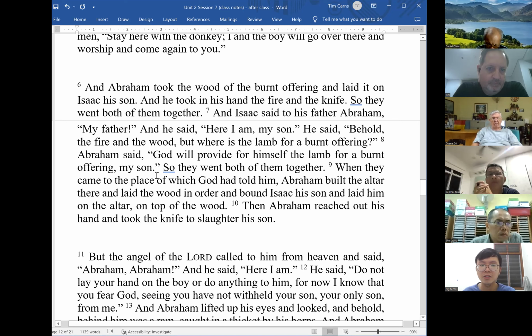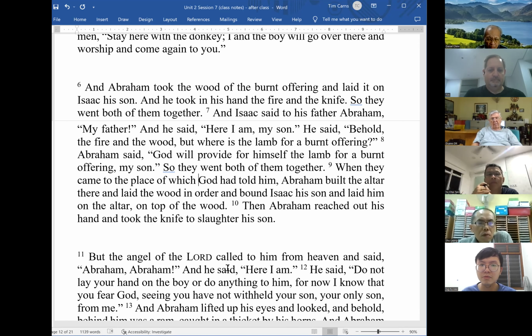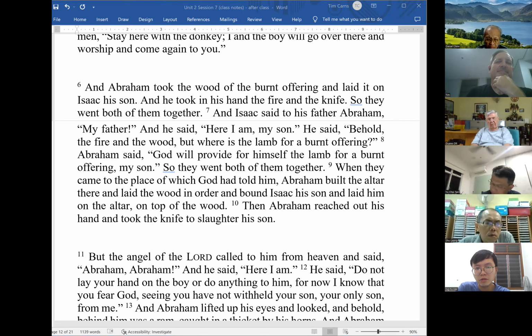And Abraham took the wood of the burnt offering and laid it on Isaac his son. And he took in his hand the fire and the knife. So they went both of them together. And Isaac said to his father Abraham, "My father!" And he said, "Here I am, my son." He said, "Behold, the fire and the wood, but where is the lamb for a burnt offering?" Abraham said, "God will provide for himself the lamb for a burnt offering, my son."